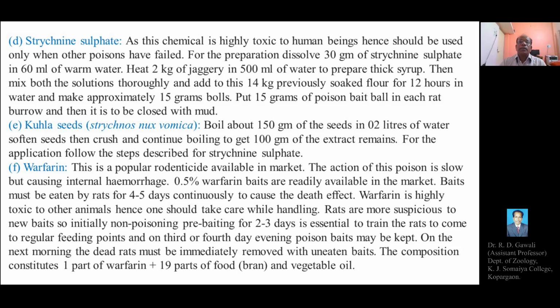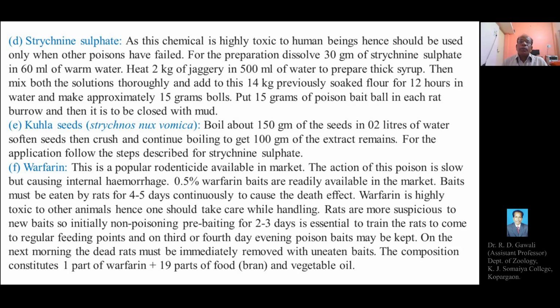for 12 hours in water, and the mixture of all these three will be used for the preparation of the poison baits of strychnine sulfate, and the poison balls or baits prepared can then be kept in the rat burrows, and the rat burrows are then closed with mud. Then the next one is kula seeds.